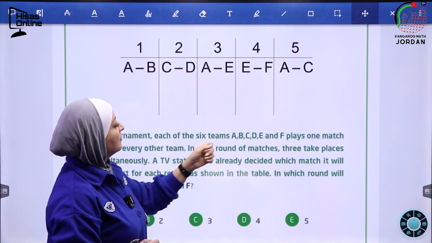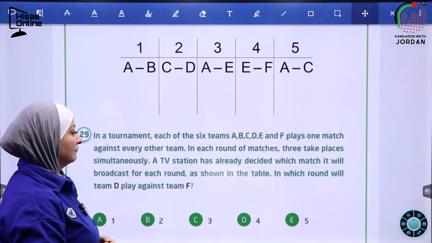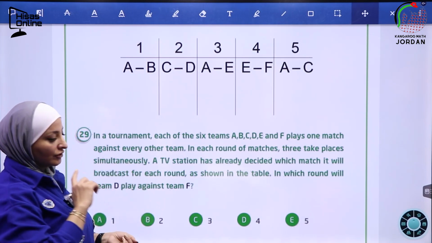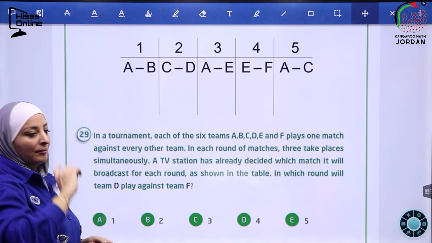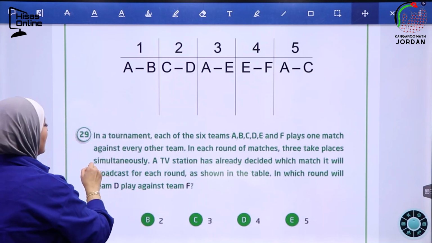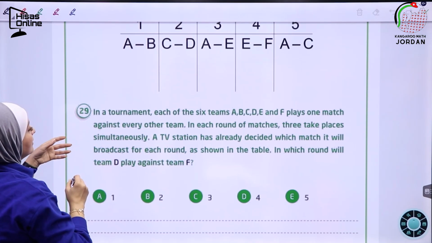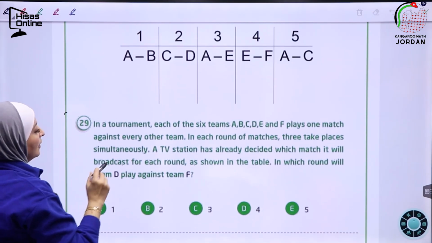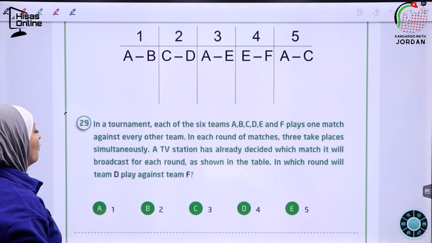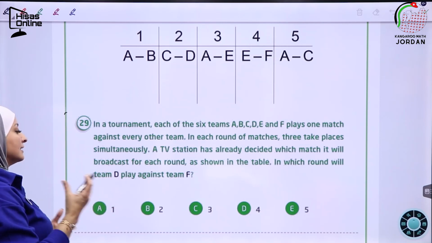Okay, question 29. Each of these 6 teams, A, B, C, D, E, and F, plays one match against every other team. So no repetition in the game; each team will play with the other team one game only. In each round of matches, 3 take place simultaneously. A TV station has already decided which match it will broadcast for each round, as shown in the table. In which round will Team D play against Team F?